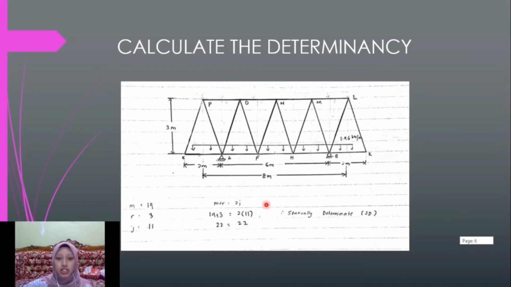Substitute this number into this equation, which is members plus reactions equal to 2 times joints. And you will get 22 equals 22, which is statically determinate.